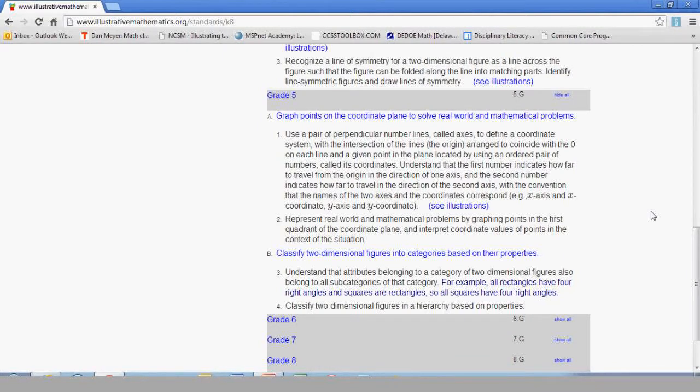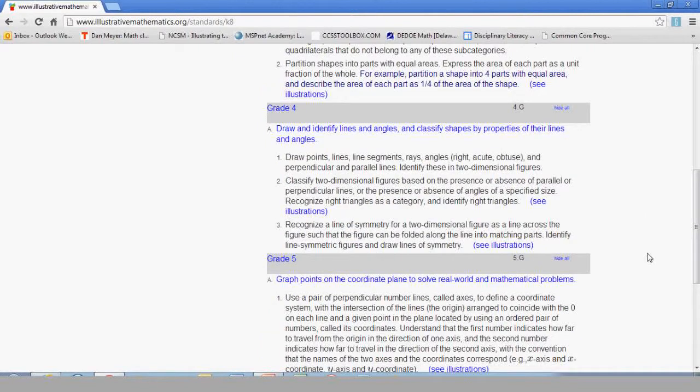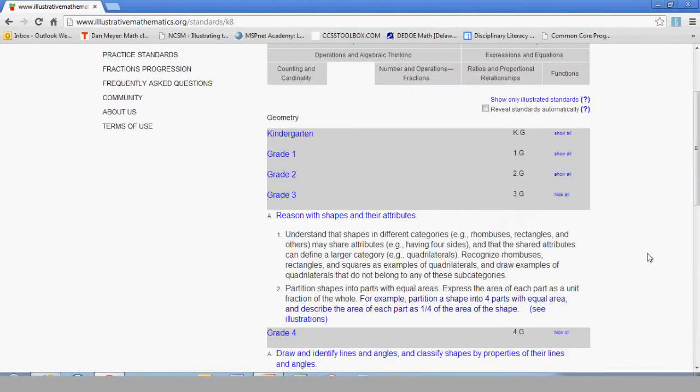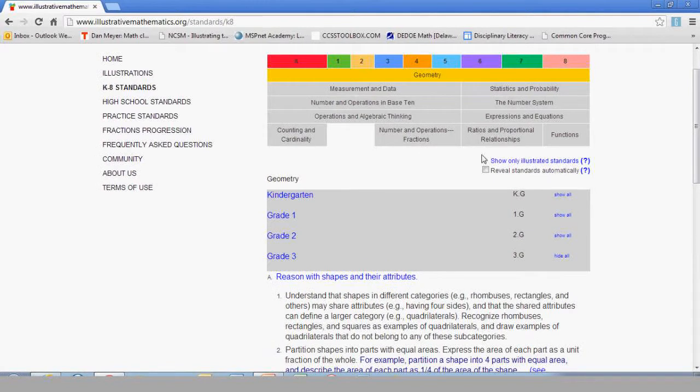So that's important to keep in mind. We have these geometry standards for fifth grade that are a little bit out of sorts with the rest of our stuff. But certainly when we talk about third and fourth grade, we definitely have some real consistency there.